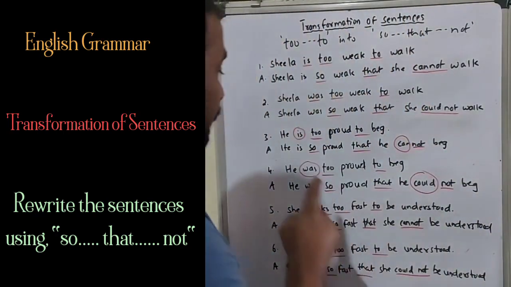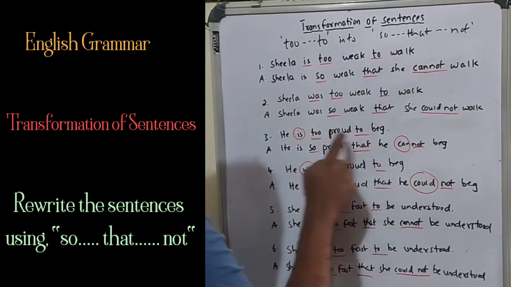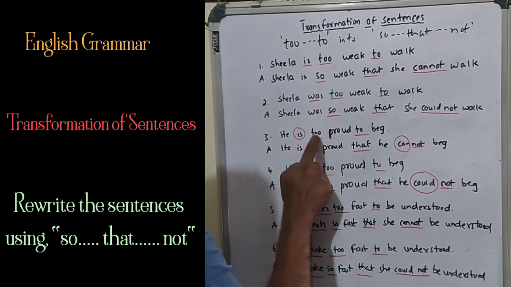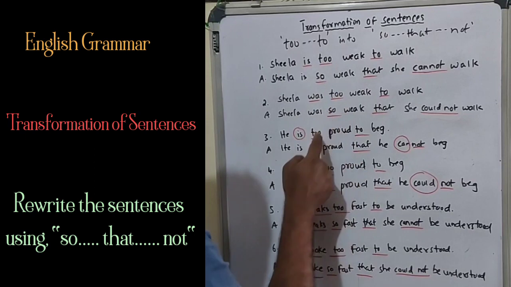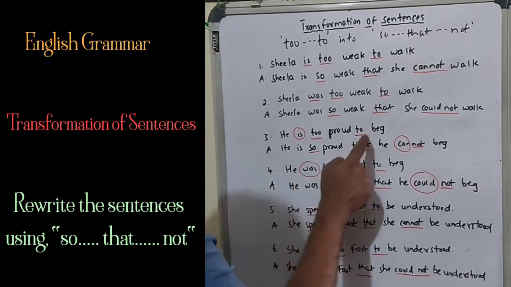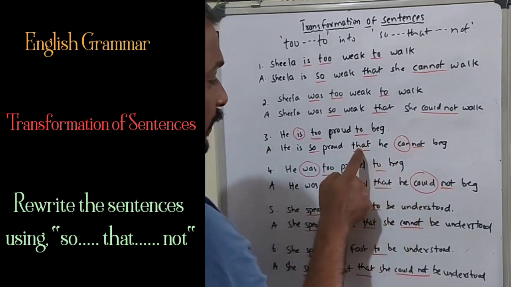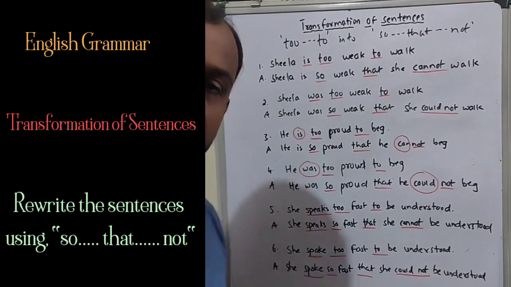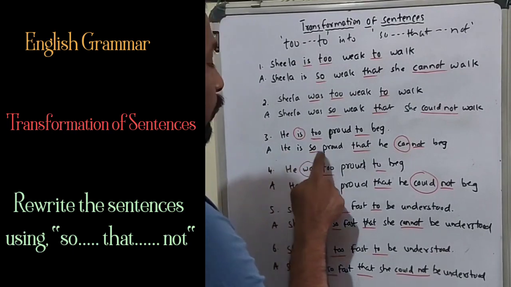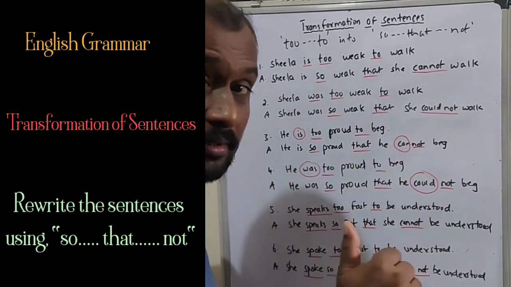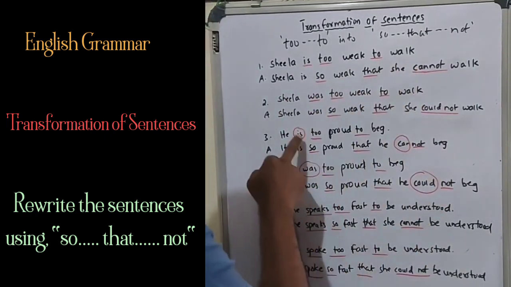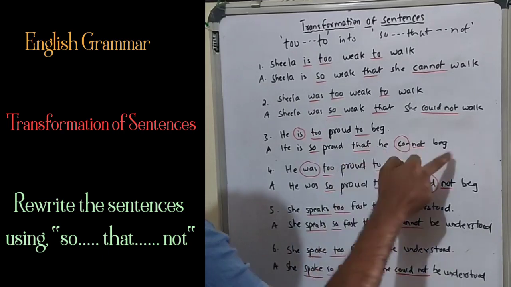Look at the third example. He is too proud to beg. Again, see, he is present tense. Too and to. You write he as it is, and in the place of too we have used so. So, he is so proud, write proud as it is. And in the place of to, you must write that and not. Write first that. As the subject is itself a pronoun, use it as it is. He is so proud that he cannot. Why cannot? I told you that in case of present tenses use cannot, in case of past tenses use could not. As this is present tense, I am using cannot, and beg.